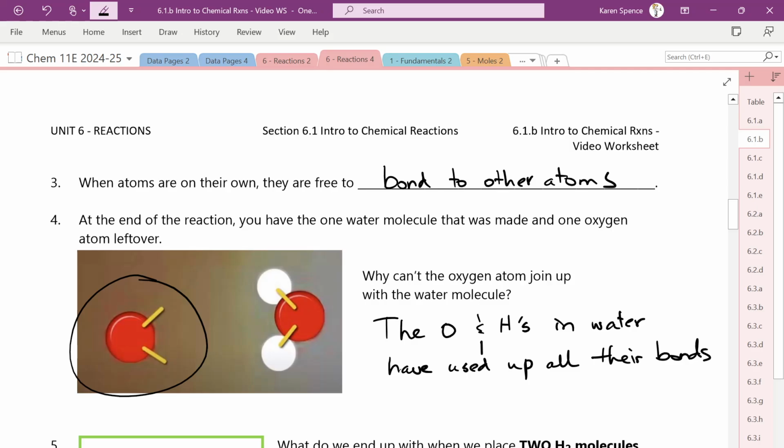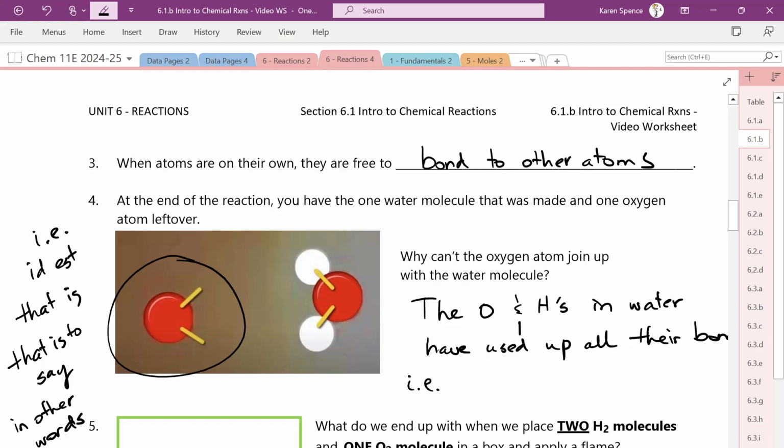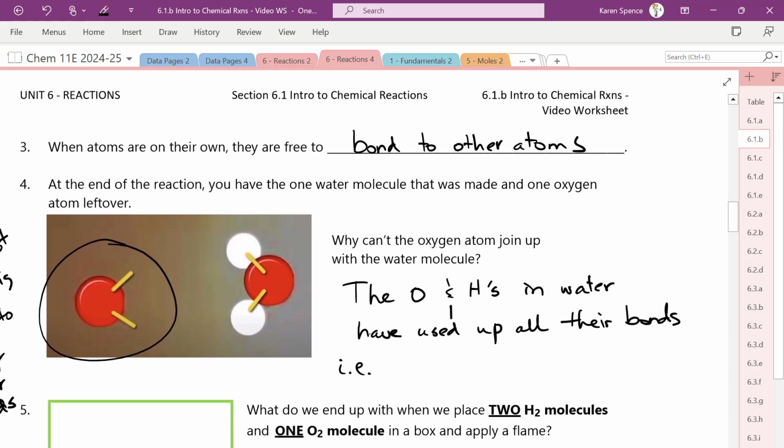Do you guys remember what IE means? Id est, that is to say, in other words. Yes? I.e., in other words. In other words, the water molecule has no unpaired electrons.